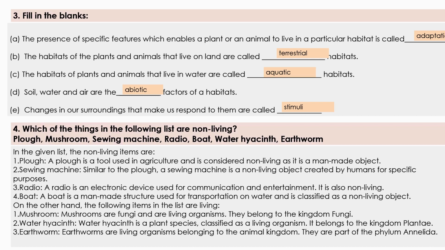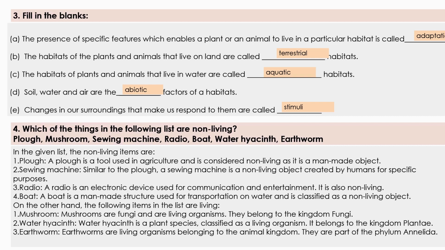Question number 4. Which of the things in the following list are non-living? Plow, mushroom, sewing machine, radio, boat, water hyacinth and earthworm. 1. Plow. A plow is a tool used in agriculture and is considered non-living as it is a man-made object. Number 2. Sewing machine. Similar to plow, a sewing machine is a non-living object created by humans for specific purposes. Third one is radio. A radio is an electronic device used for communication and entertainment. It is also non-living. Boat. A boat is a man-made structure used for transportation on water and is classified as a non-living object.